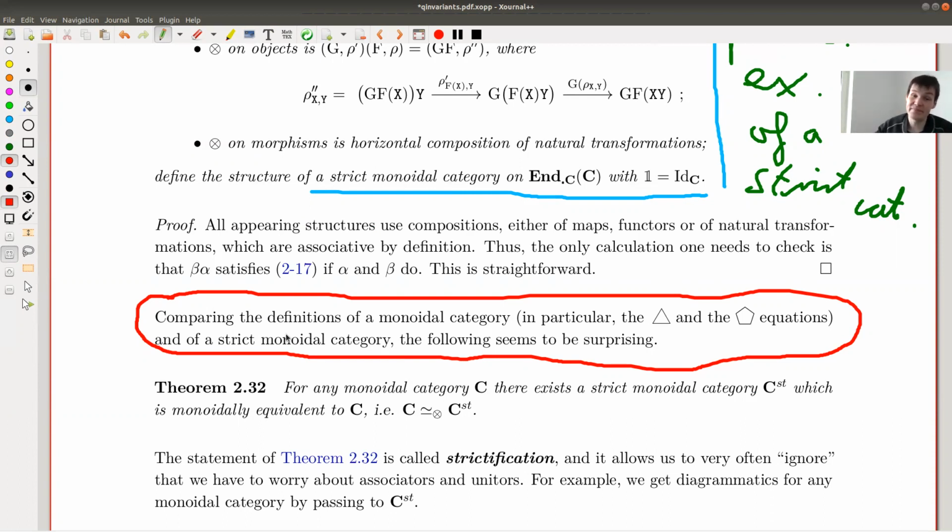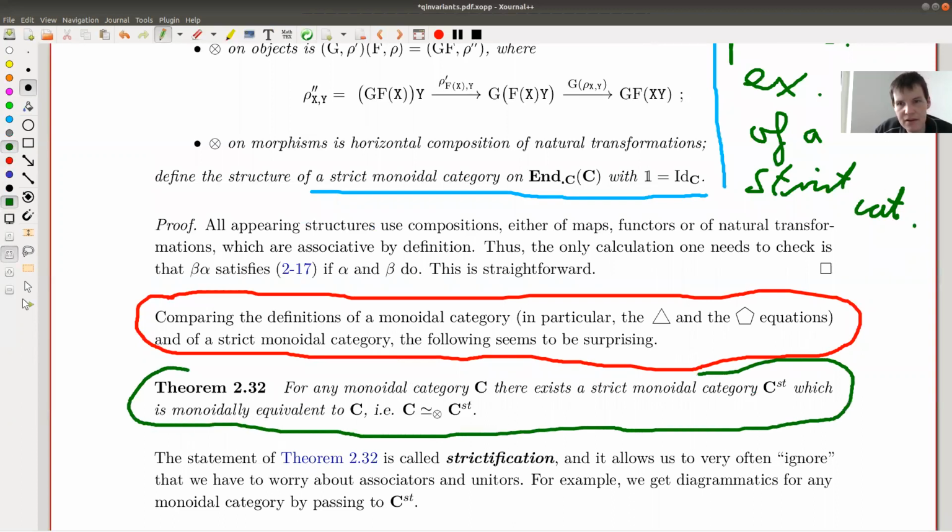And then this again, I think due to MacLane, comes around and says, nope. Nope, they're actually the same. For any monoidal category C, there exists a strict monoidal category which is monoidally equivalent to C. But this is just saying everything I told you about strict versus non-strict in the last, whatever, 75 minutes was just completely unimportant.